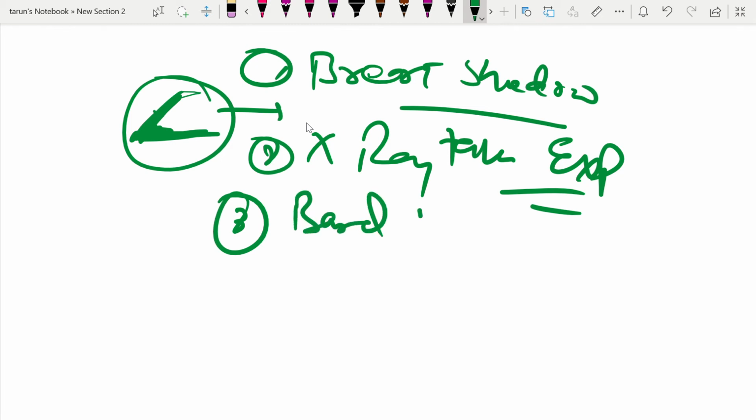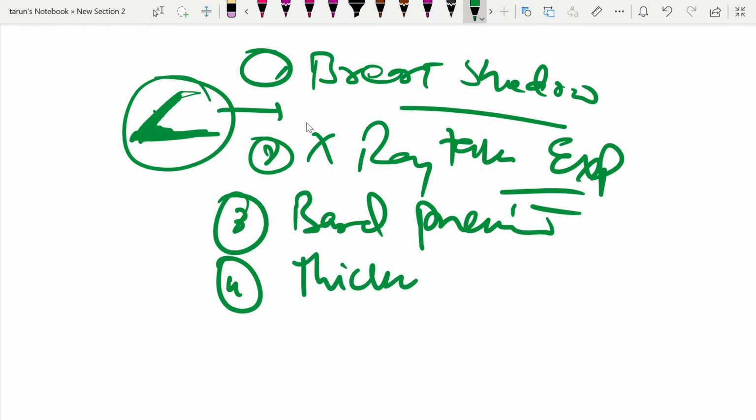Basal pneumonia in the elderly. There is no effusion, but there is blunting of the costophrenic angle. Then lastly, the thickened pleura. Thickened pleura can also cause the blunting of the costophrenic angle, but there is no fluid collection.